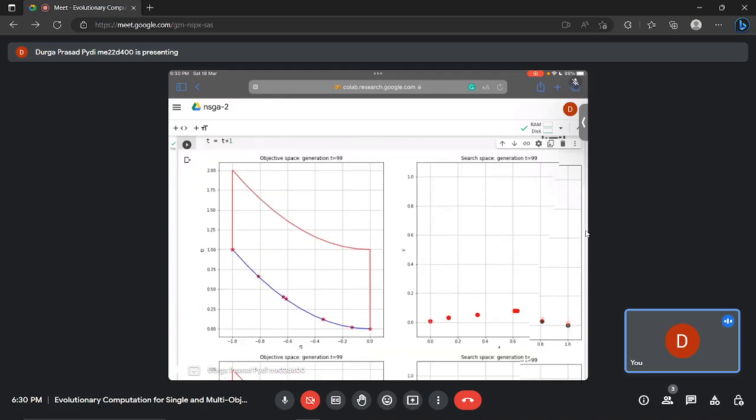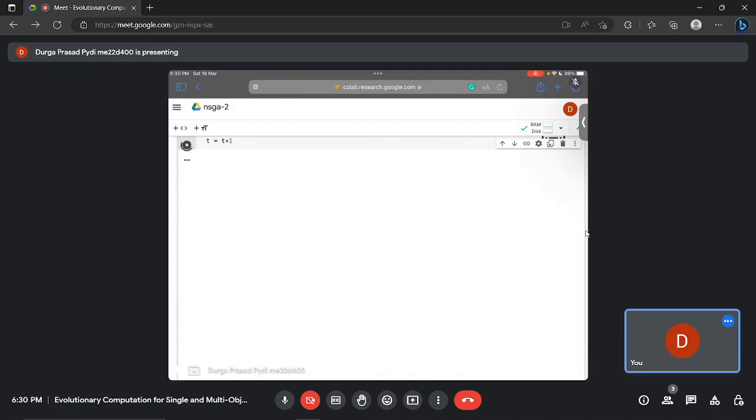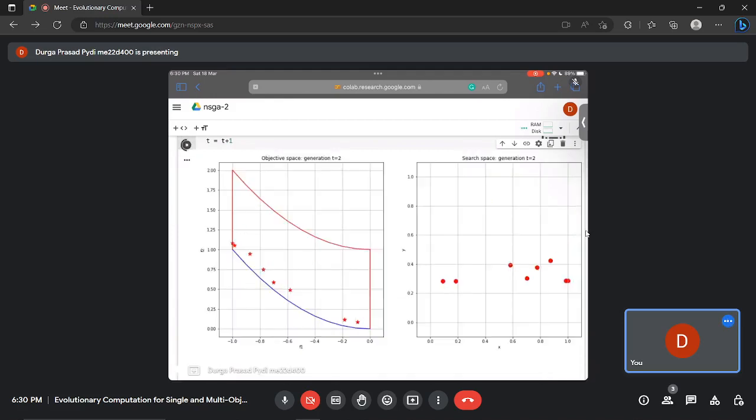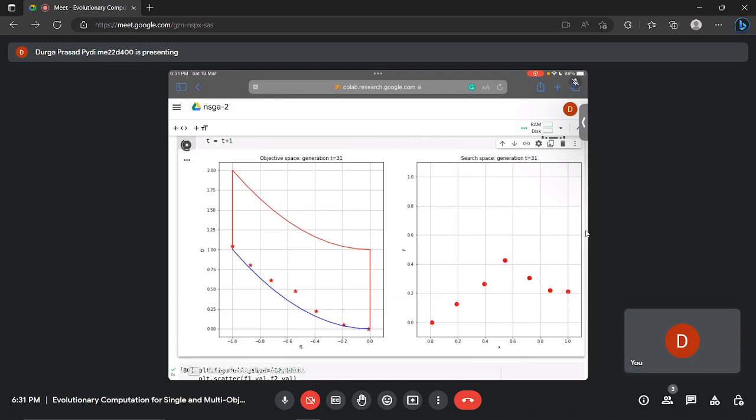So just see one animation. You can see how solutions are actually changing over time. I don't know if it is visible in the video. You can see the solutions are gradually changing. The red lines are basically the bounds for your feasible region, and the blue line is your Pareto front. On the left side is your objective space. On the right side is your search space. So you can see how the search space variables are gradually changing, so that you will get solutions towards the dominant Pareto front.